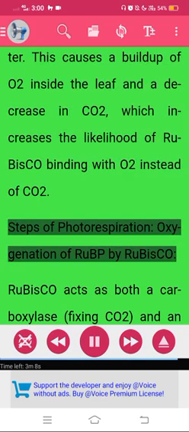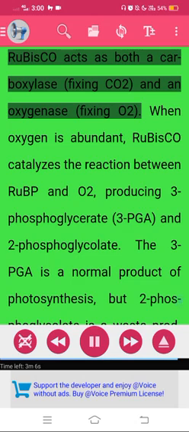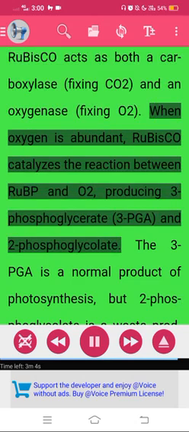Steps of photorespiration. Oxygenation of RuBP by rubisco. Rubisco acts as both a carboxylase, fixing CO2, and an oxygenase, fixing O2. When oxygen is abundant, rubisco catalyzes the reaction between RuBP and O2, producing 3-phosphoglycerate (3-PGA) and 2-phosphoglycolate.